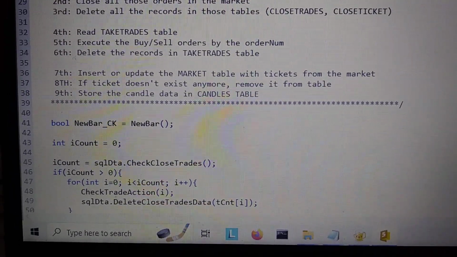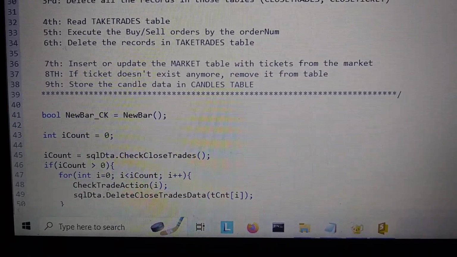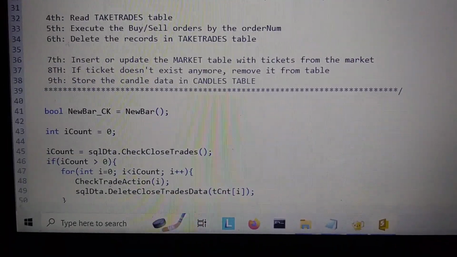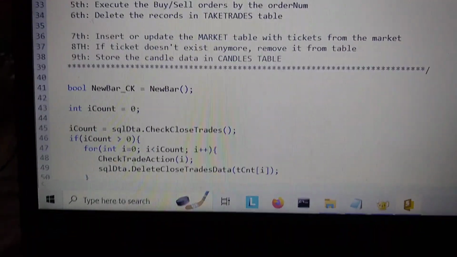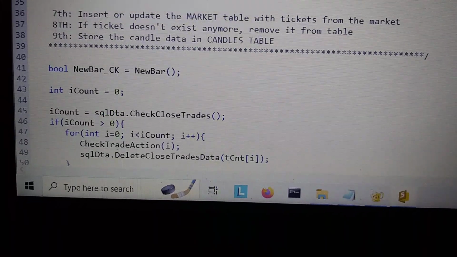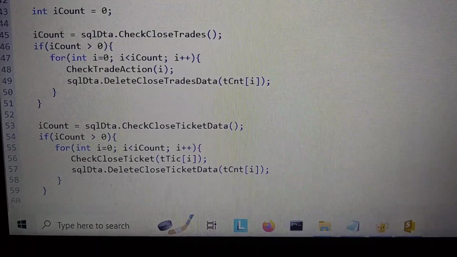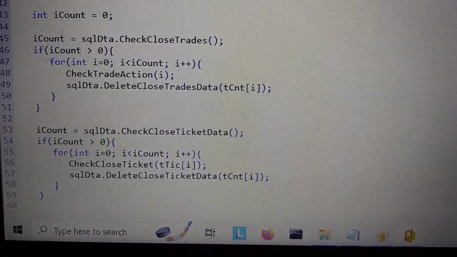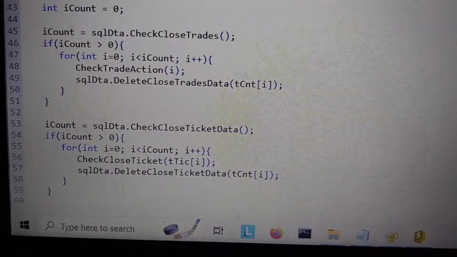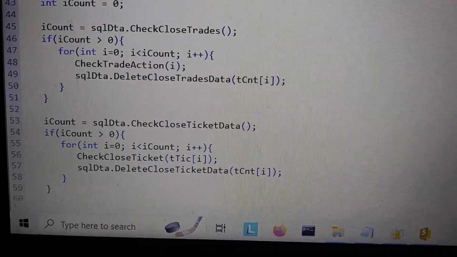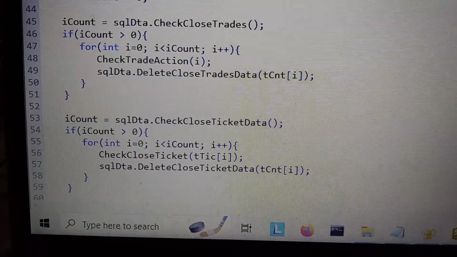So to begin, it checks for a new bar, and if a new bar happens, then I update my candles table with new candle data. After which I go through and I check to see if any trades should be closed, like close all, or if any trade should be closed. If it does, then I go ahead and close it out and remove the data that's supposed to be out of the table.